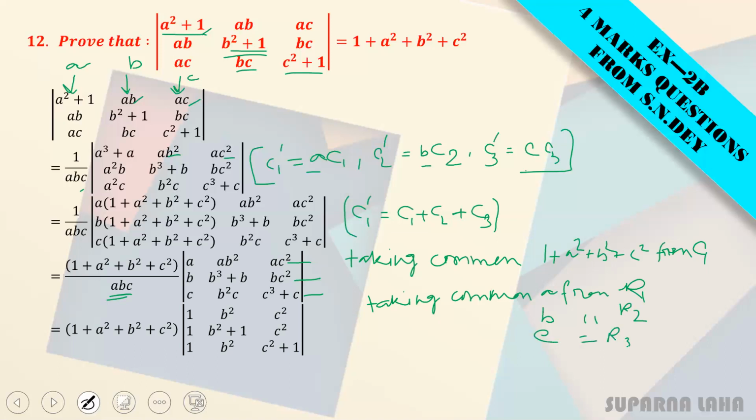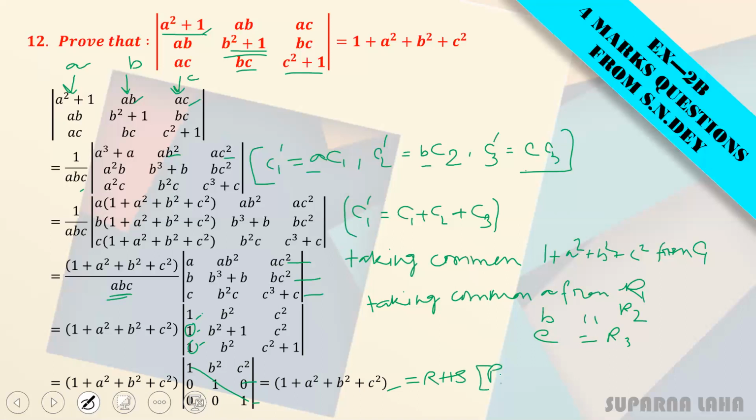Clear? And now this one 1 1 1. The same process 1 0 0. So make this element and this element 0. So make them 0. So that will be 1 B square C square 0 0, and then that will be 1, and that will be 0, and that will be 0, that will be 1. Again, this is the determinant of a lower triangular matrix. So just multiply these diagonal elements and you will find this value. And which is this? Which is RHS. So we proved it.